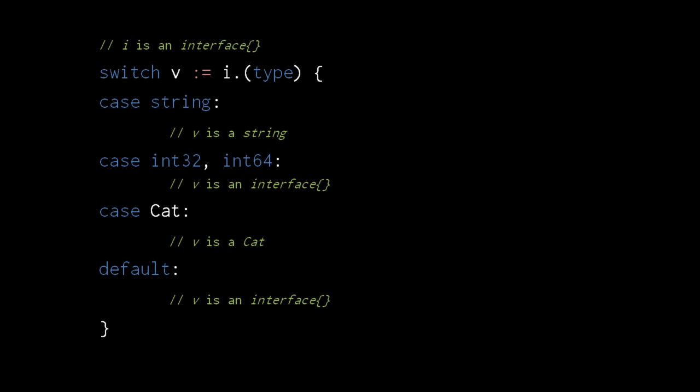So, in cases specifying just one type, the variable will have that type, but in cases specifying more than one type, and in the default case, the variable will have the original interface type.